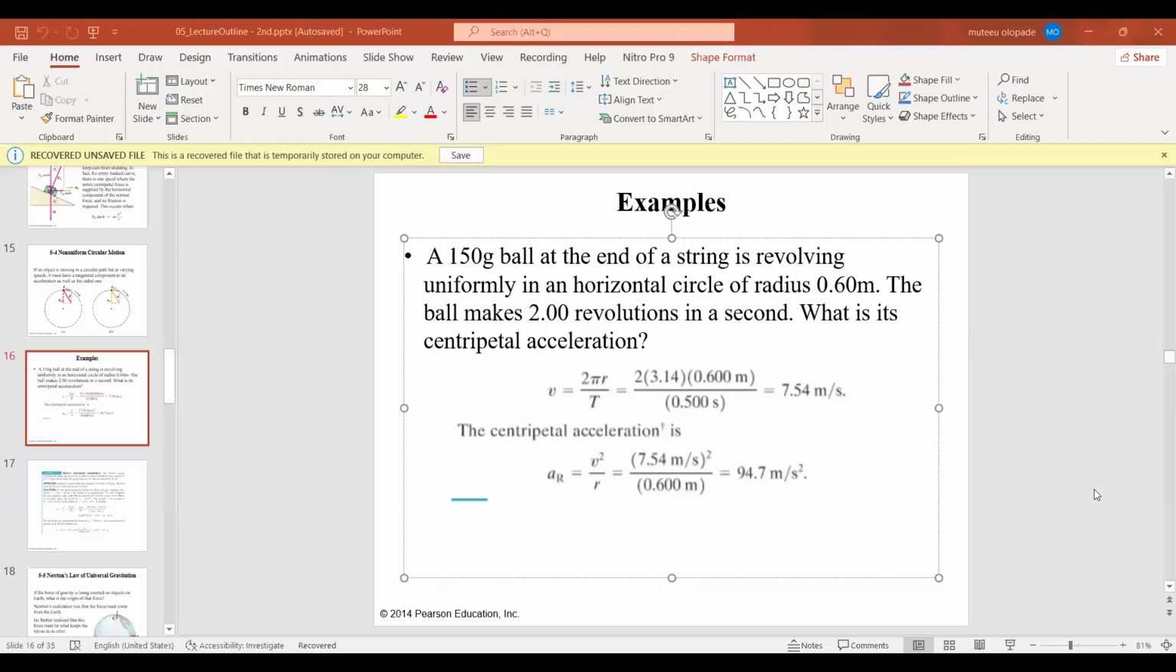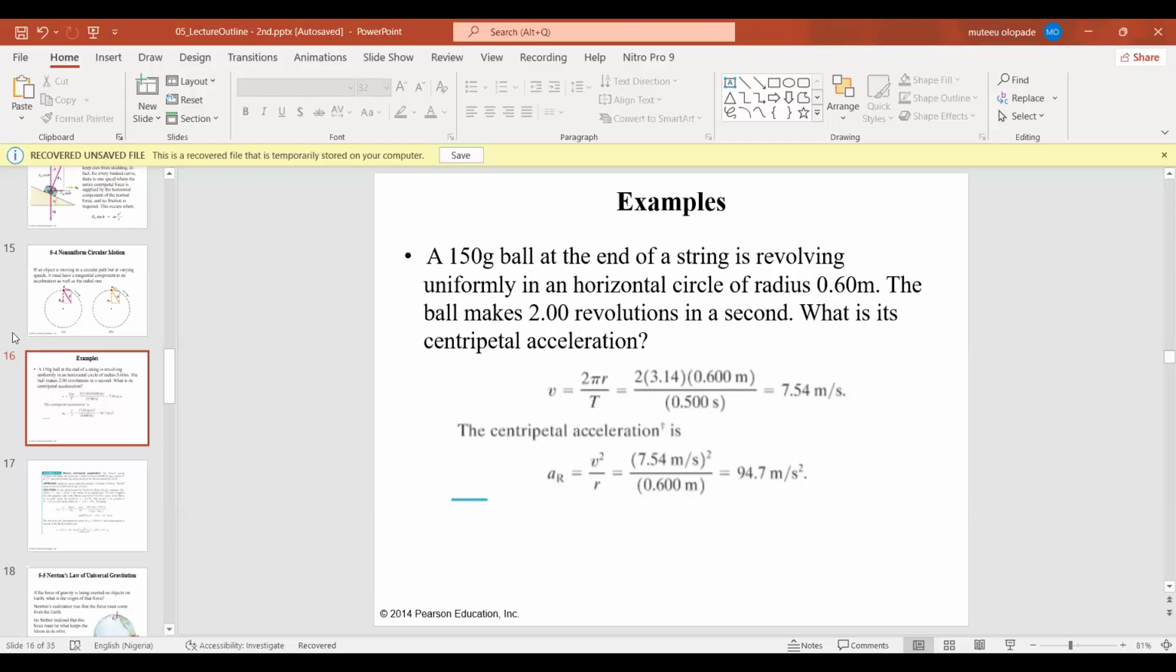So during the last class, that was where we stopped, and we solved some problems pertaining to circular motion. The question we solved in the last class was this: you have a 150-gram ball at the end of a string which was being revolved uniformly in a horizontal circle of radius 0.6 meters. The ball makes 2 revolutions in a second. What is its centripetal acceleration?